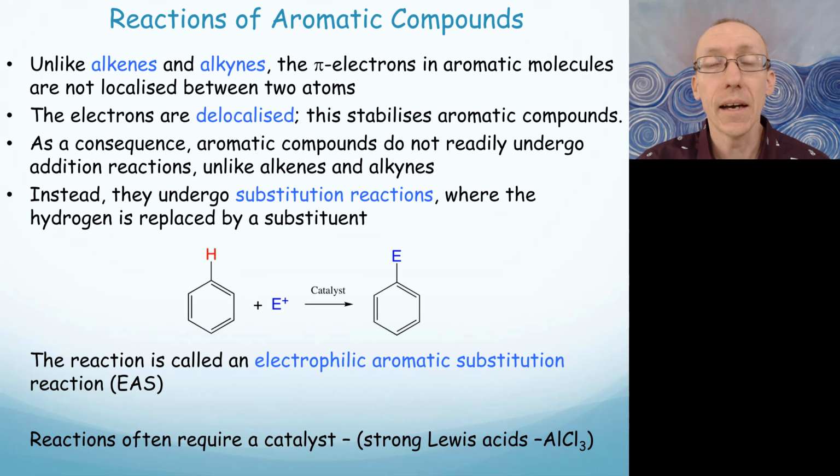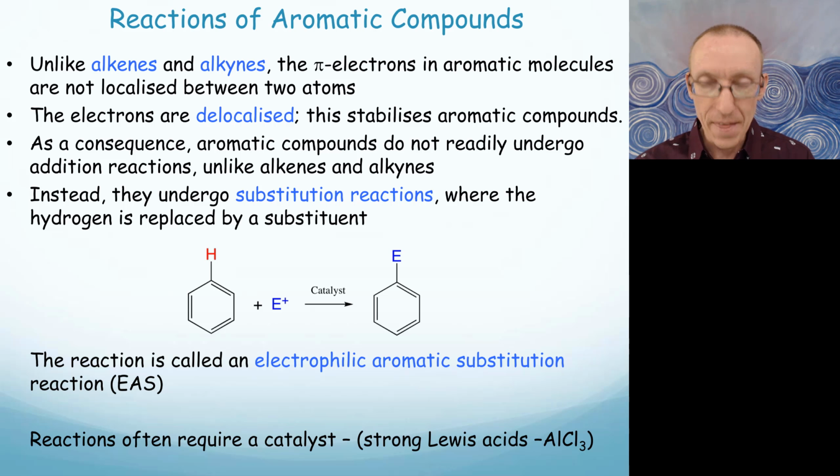Okay, so unlike alkenes and alkynes, the pi electrons within an aromatic compound are not localized between any particular pair of carbon atoms. They're delocalized over the whole ring structure, and that delocalization gives the molecule extra stability. And that extra stability means they don't do the same sorts of reactions as alkenes and alkynes.